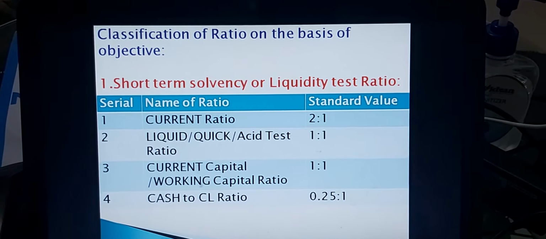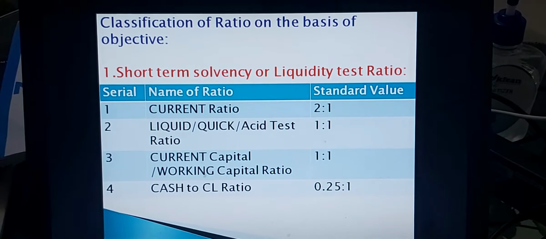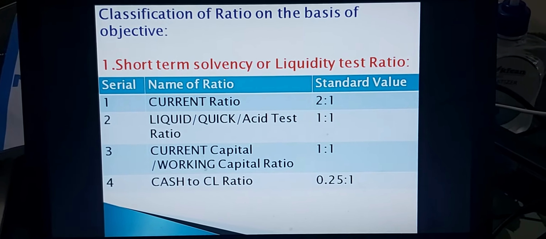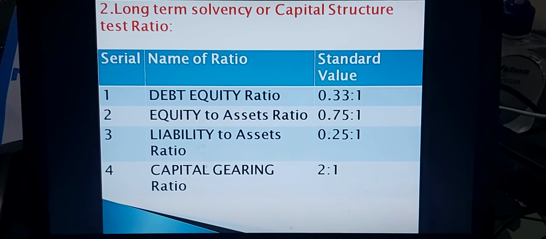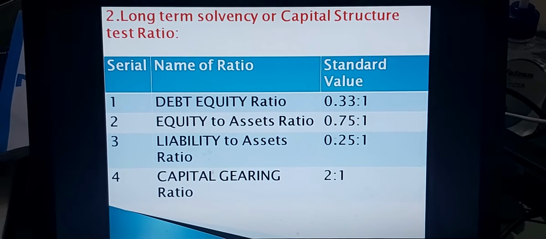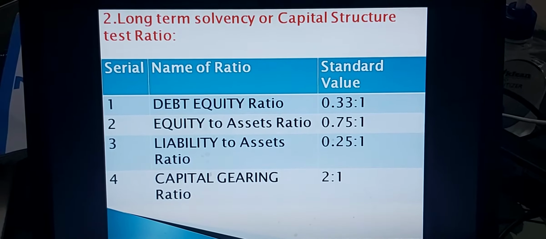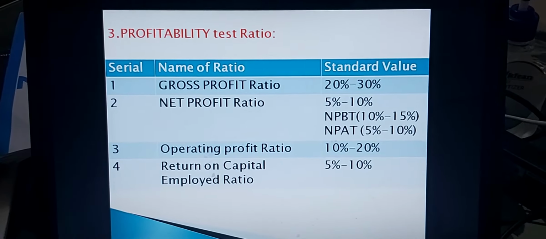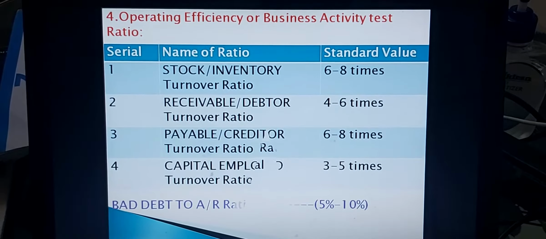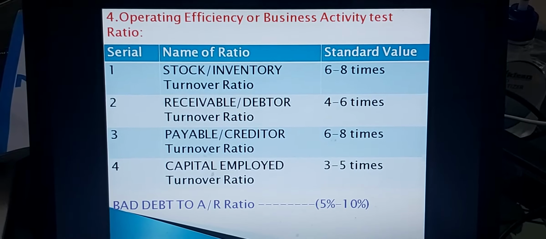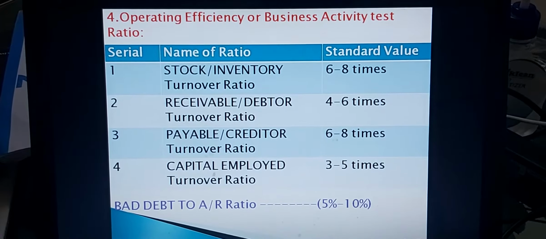Number 1, short-term solvency or liquidity test ratio. Second one, long-term solvency or capital structure test ratio. Third one, profitability test ratio. Number 4, operating efficiency or business activity test ratio.